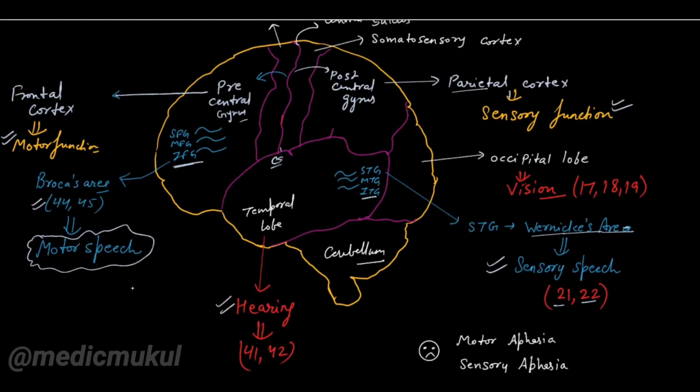Normally, the temporal lobe is responsible for hearing, and the Brodmann's area for hearing is 41, 42. The occipital lobe is responsible for vision, with Brodmann's areas 17, 18 and 19. 17 is primary visual cortex, 18 is secondary visual cortex, and 19 is tertiary visual cortex. So these are all present in the occipital lobe. The occipital lobe is responsible for vision, the temporal lobe for hearing, the frontal lobe for motor function, and the parietal lobe for sensory function.